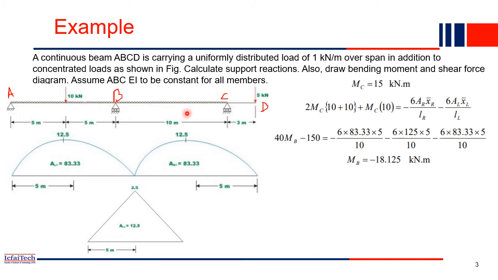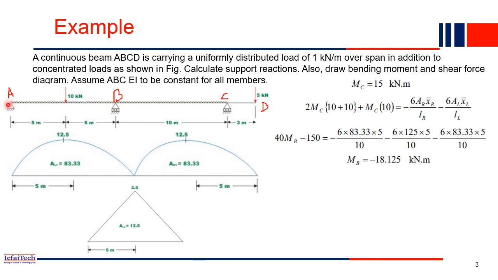Assume that EI for ABC is a constant for all members. So very simple. You have to find all the support reactions first, and draw the bending moment and shear force diagram of this beam. You can recall this is a very real beam, a real structure, where beams are continuous over multiple supports.